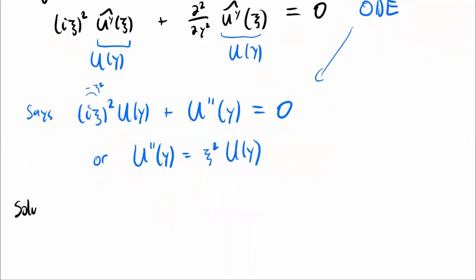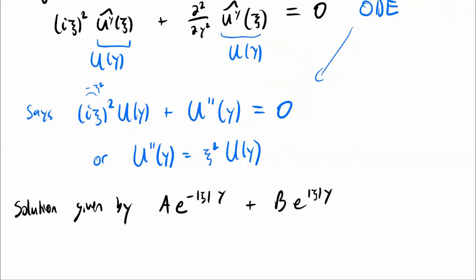This is just a second order linear ordinary differential equation. And so the solution is given by, well, there's actually two main parts to the solution to this particular ODE. So I have some constant A times e to the minus absolute value of ξy. And there's also another exponential corresponding to the opposite sign, so plus B times e to the absolute value of ξy. You can show relatively easily, using the techniques for a first order linear differential equation, that this is the general form of the solution.